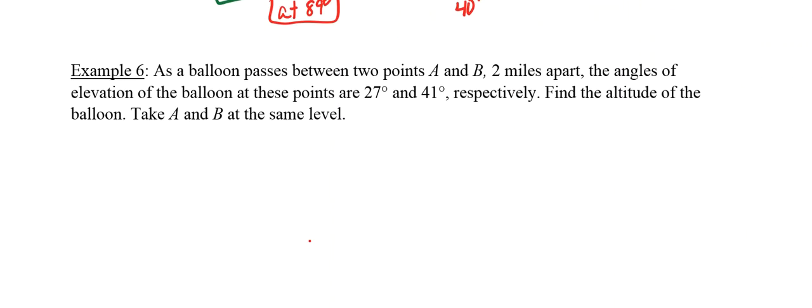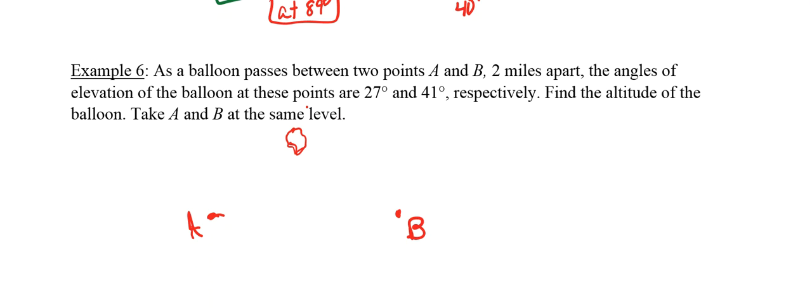So try and always draw a situation. Okay, this situation. As a balloon passes between 2 points, A and B, 2 miles apart, the angles of elevation on the balloon at these points are 21 degrees and 41 degrees respectively. Okay, so let's put our 2 points in here. I have point A, and I have point B, and I have a balloon. Whatever your balloon looks like, that's a pretty pathetic balloon.